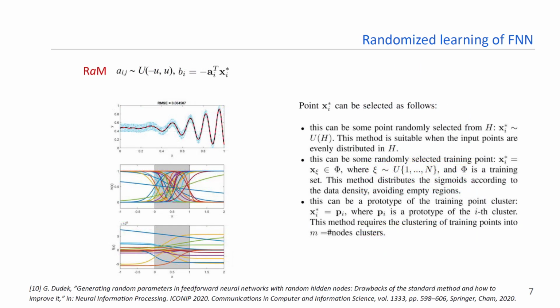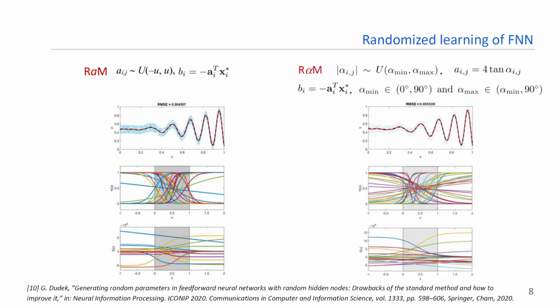Recently, several methods for generating random parameters were proposed. One of them, RAM, selects weights A from the interval [-u, u], adjusted to the target function complexity. Then the biases are determined in such a way as to ensure that the steepest fragments of the sigmoids fall into the input hypercube. The resulting biases depend on the weights and some point x asterisk from the input hypercube. In this study, this point is selected randomly from the training set. This approach gives perfect fitting and no sigmoid is wasted.